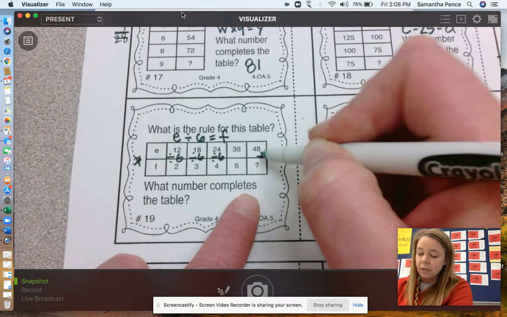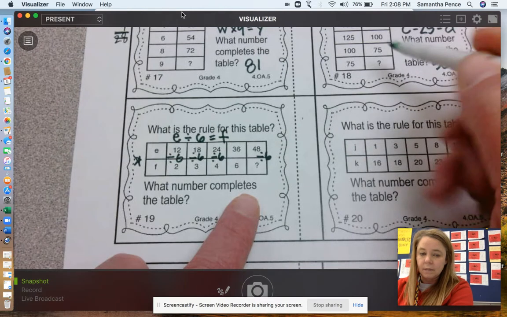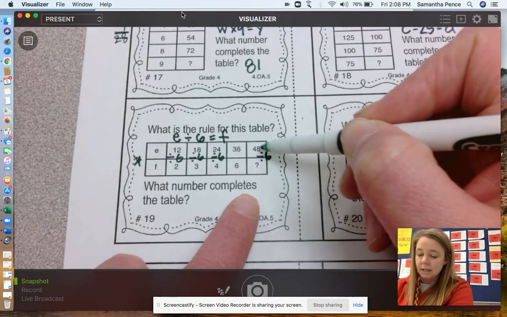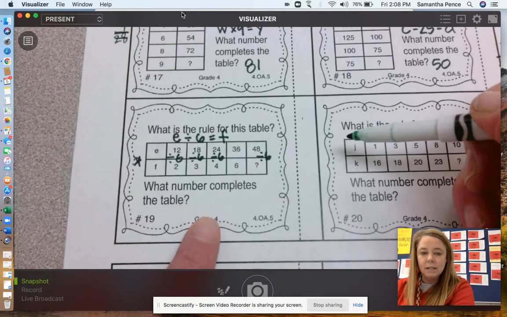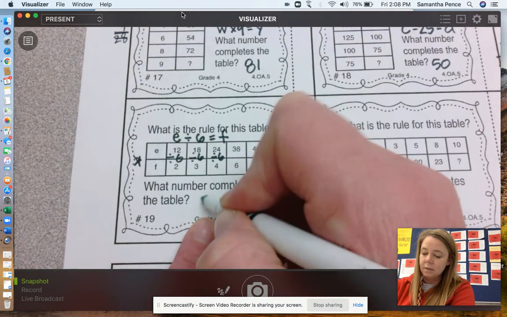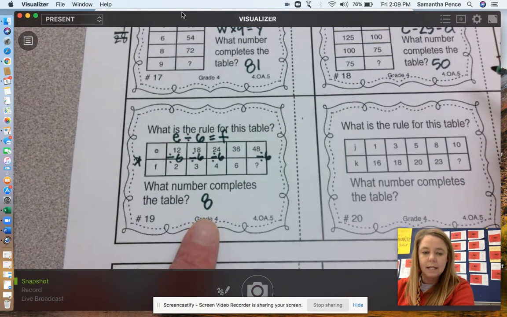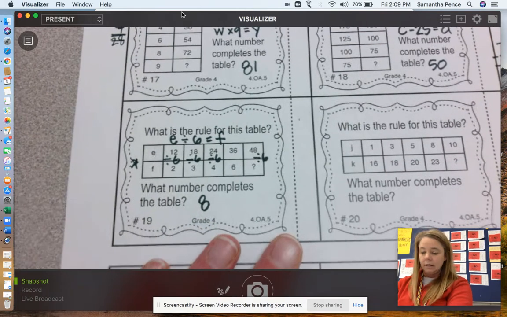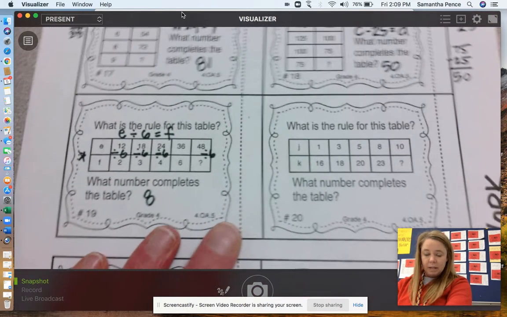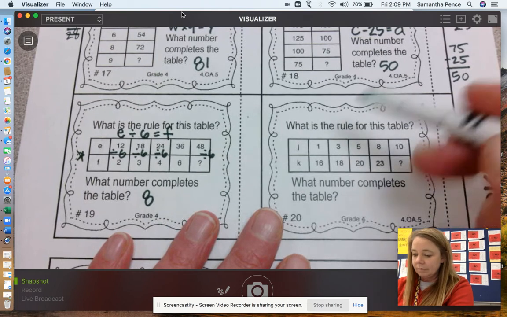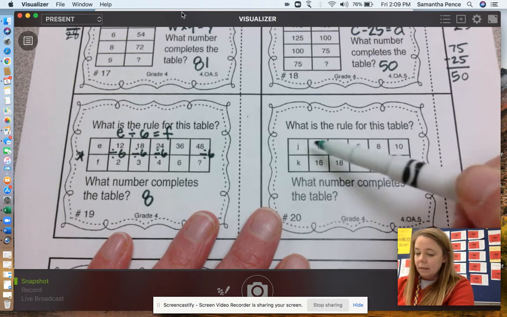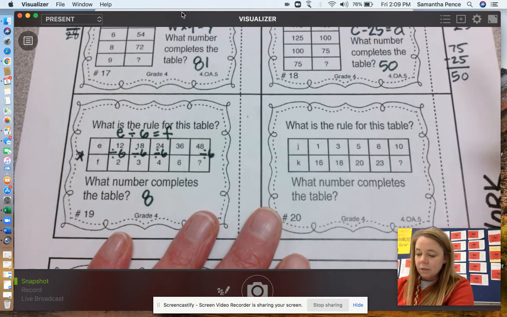And then it says what number completes this pattern? Well, I'm going to do 48 divided by 6, or something times 6 is 48. And in my head, I'm thinking, what times 6 is 48? And it's going to be 8. 8 times 6 is 48. This is where knowing your multiplication facts comes in really handy. You got to know them, right? Here we go. Notice this one is running horizontal too.